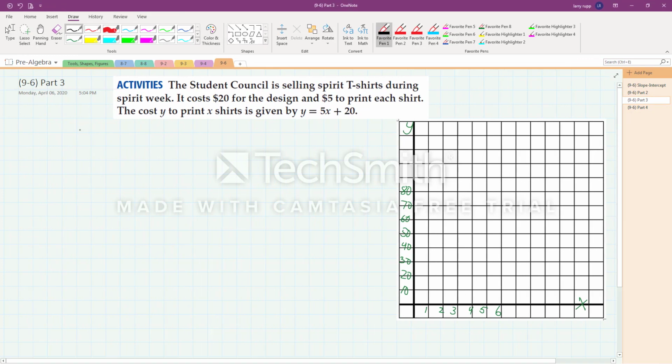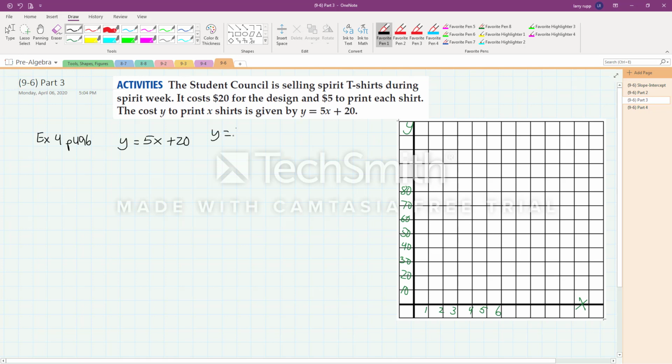Let's do a final problem, but there's going to be 3 parts to this problem. It's all going to be the same problem. This is going to be example 4, and they're all going to be on page 496. The problem says that the student council is selling these Spirit t-shirts during Spirit Week, and it costs $20 for the design and then $5 to print each shirt. So there's a total cost Y to print an X number of shirts, and that's given by this equation: Y is equal to 5x plus 20.